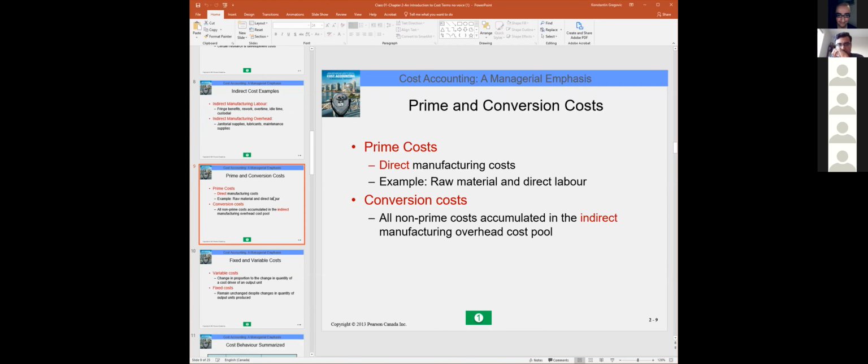Prime and conversion costs. Who could tell me what a prime cost is? Again, direct costs, the direct material costs, your direct labor costs, those are your prime costs. Now, who can tell me what conversion costs are? Paul, do you know what a conversion cost is? From what I mean, indirect costs?